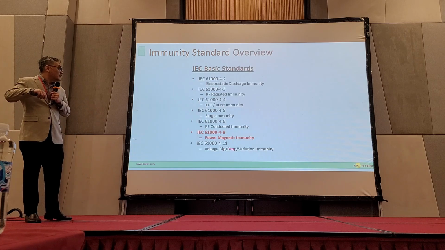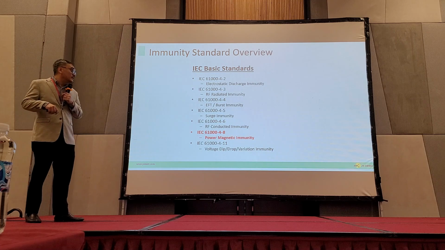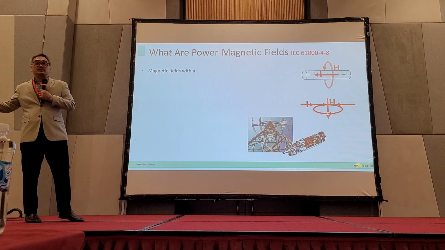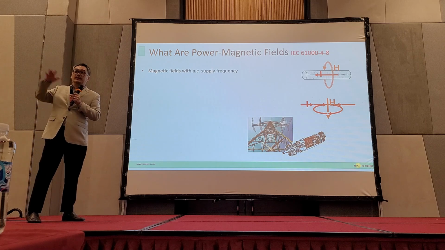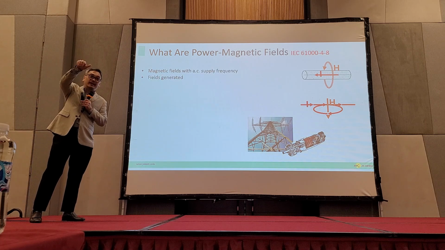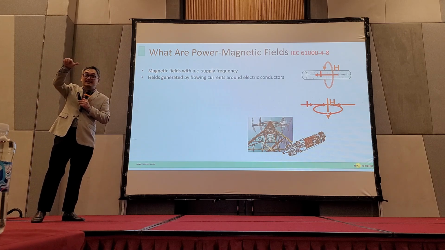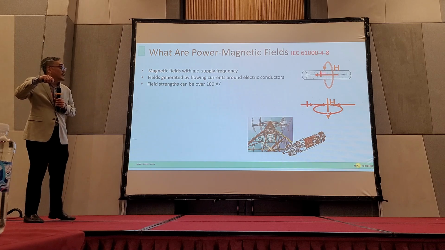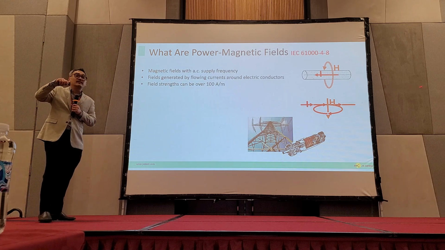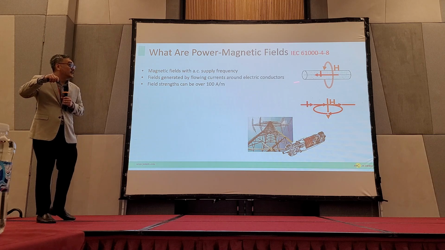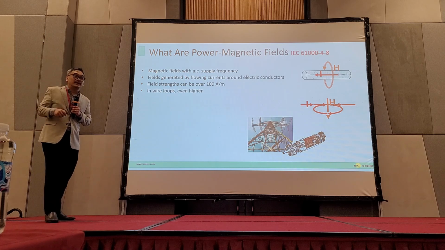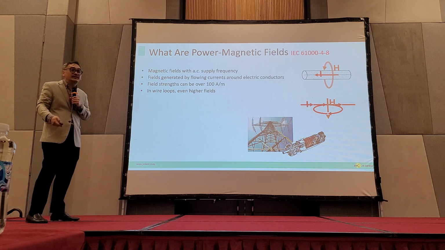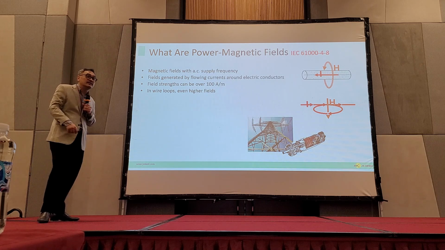Magnetic field. Okay, so go back to school. When you have a current, you have a magnetic field, correct? So when you have a current flowing, you have a magnetic field. The higher the current, the higher the magnetic field is. Usually it is at AC frequency. In Vietnam it is 50 hertz.